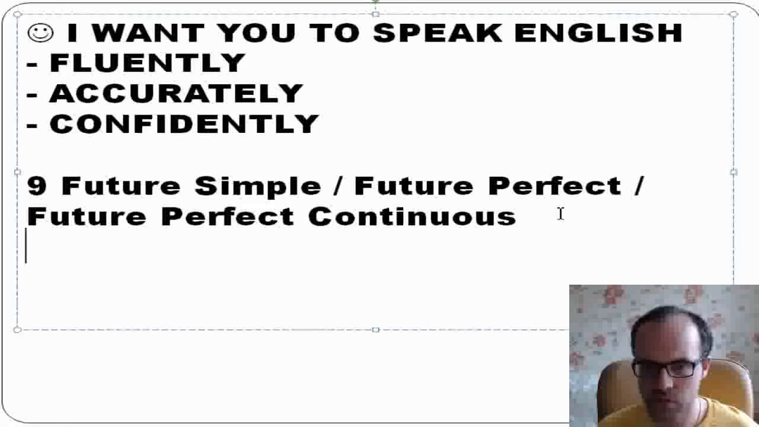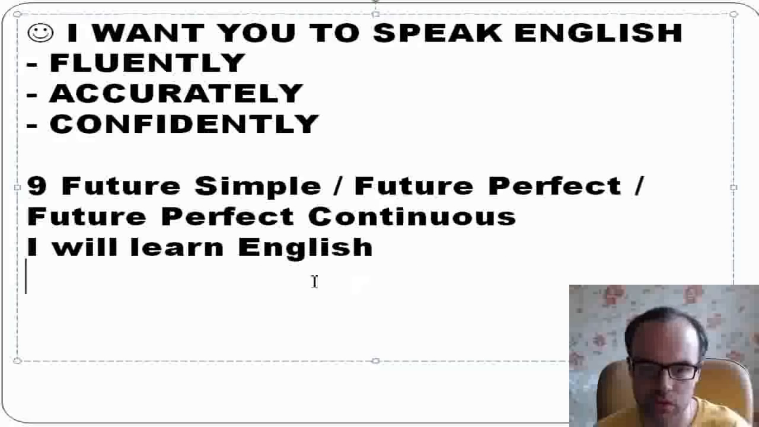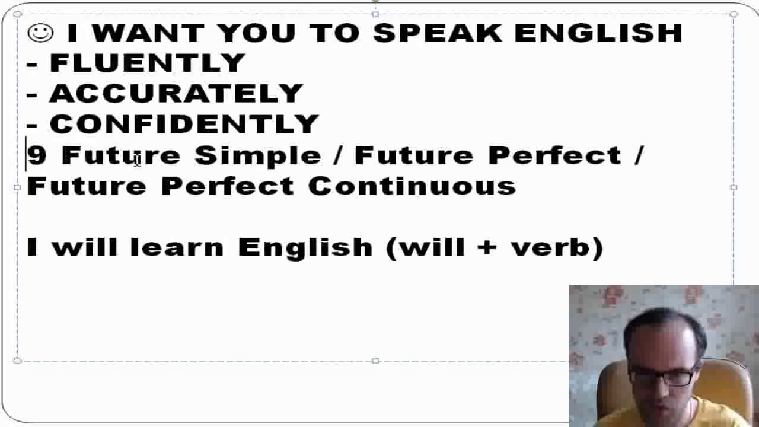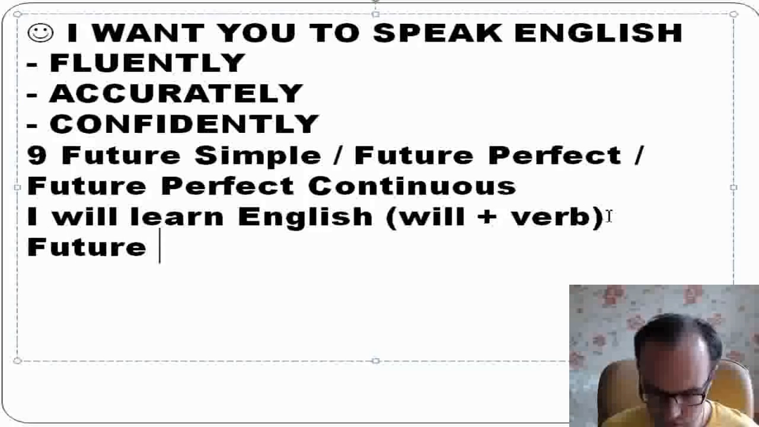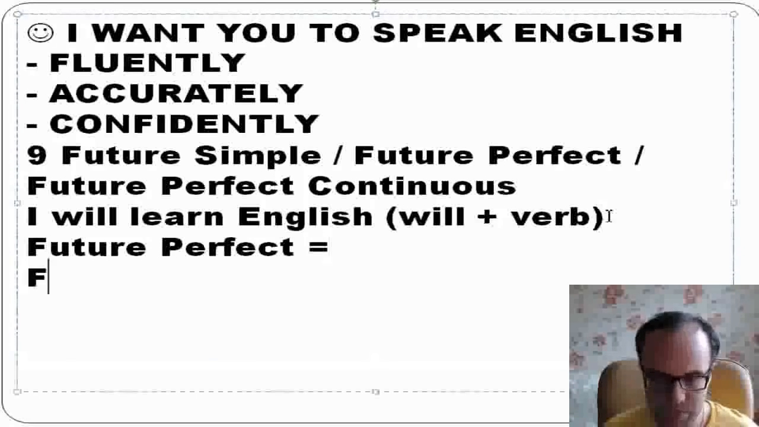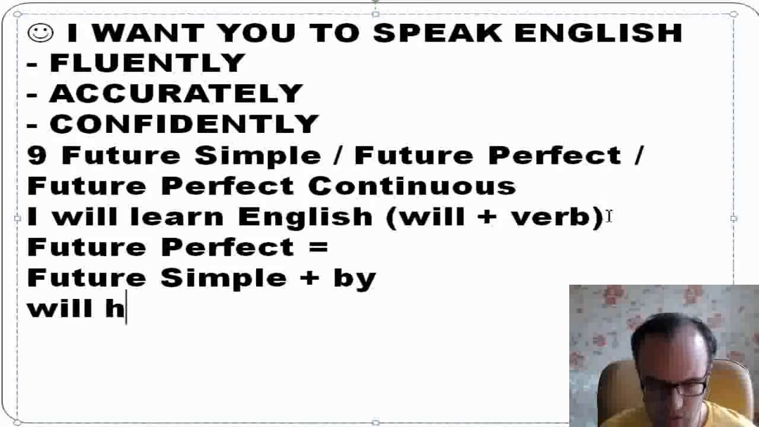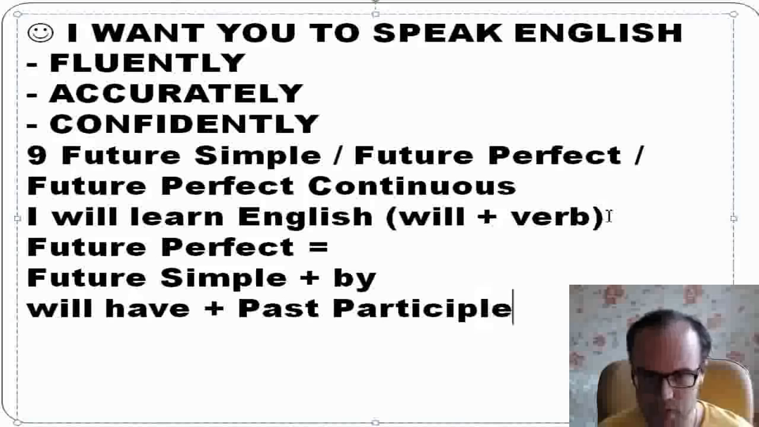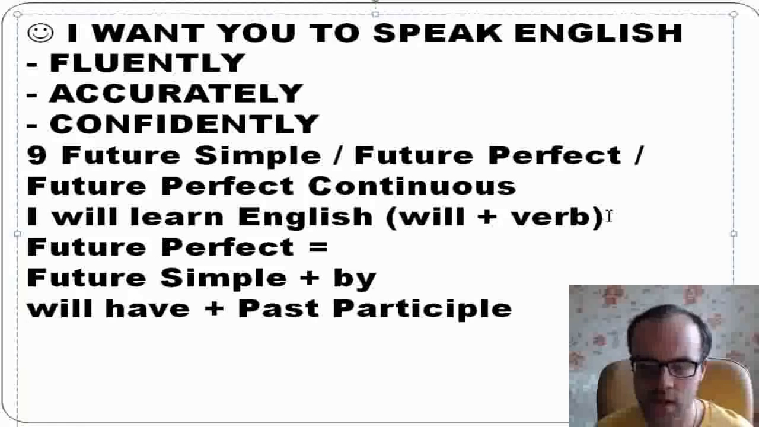So future simple, it's so easy. I will learn English. So will plus verb. Or I can use a short form, I'll learn English. Next, what is future perfect? It's future simple plus by. So you talk about the future, but you use by and you form it this way: will have plus past participle. You know that past participle is the third form, so it's another name. So future simple plus by: will have plus past participle.